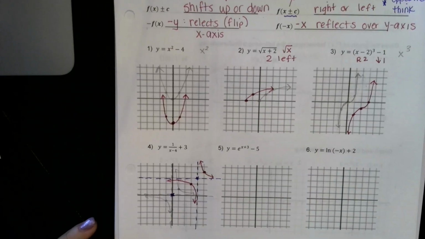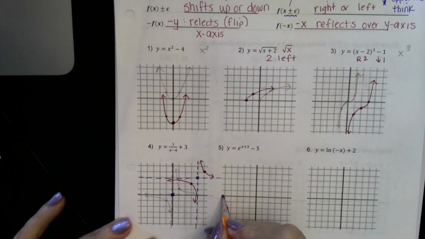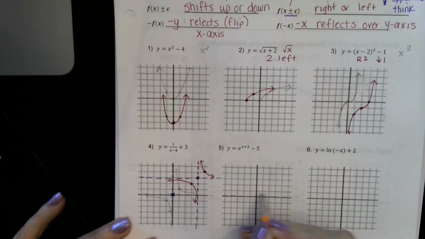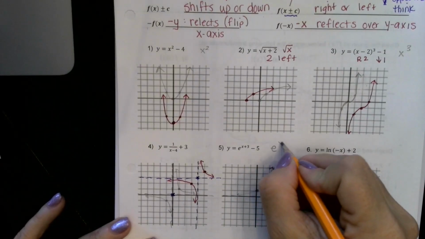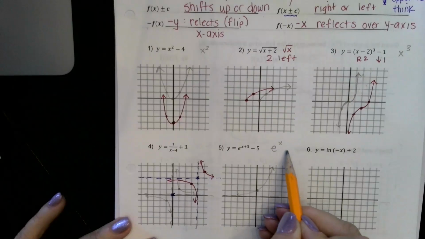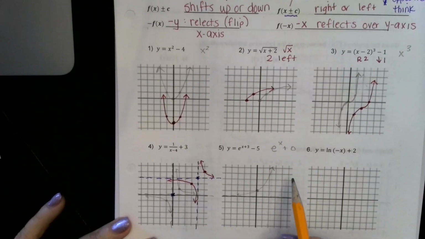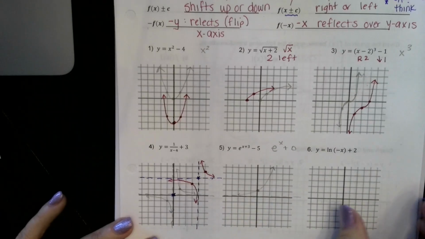Okay, let's look at this next one. With this next one, my parent function tells me that I have an asymptote right here, and I have this point that goes right here. And my graph would look like this. Now, this is my e to the x. The reason why my asymptote happens right here at 0 is because there's nothing here. It's almost like plus 0, right? So I have nothing here, and that's why my asymptote happens at 0.